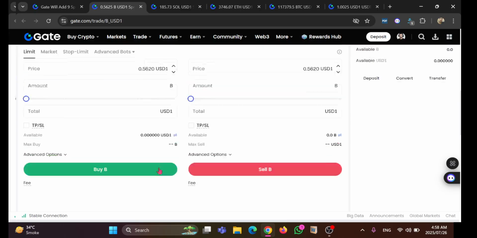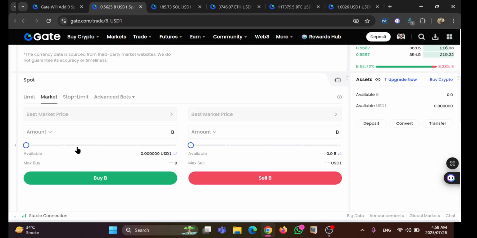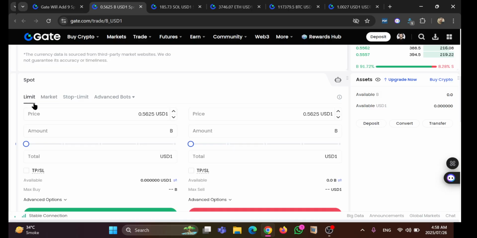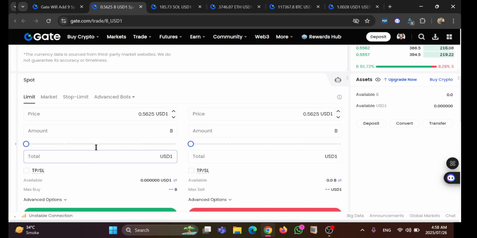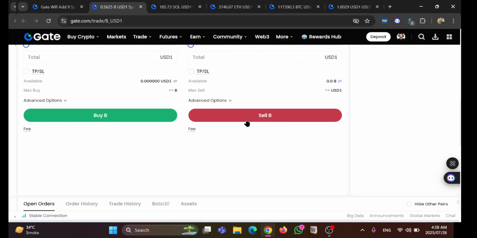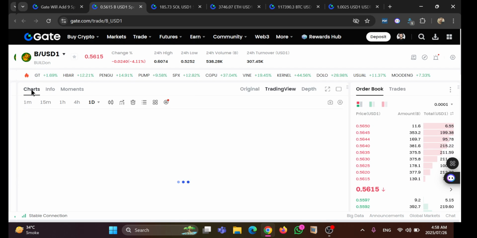How to buy and sell? Here is the buy and sell section. You can set your limit. You can click on this market and sell and buy at the best market price. And most people use the stop limit, use this method to buy and sell, and some people use this limit also, and you have to enter your amount in the form of B or in the form of USDT and click on the buy button, and same as on this sell button. Let's read the chart.